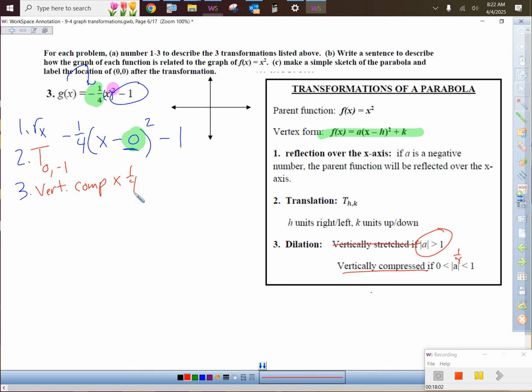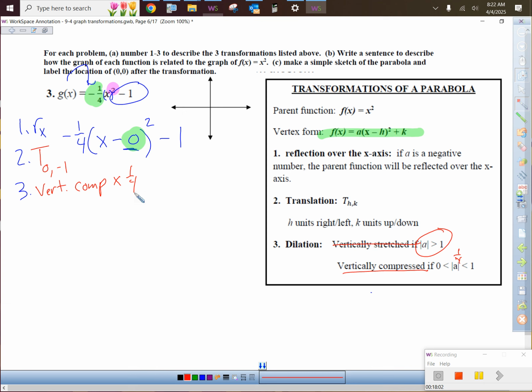That's the a value, right? So if the a value was 1/3, it would get vertically compressed by 1/3, right? So here's the real question. Please use your hands if you need to. I'm going to show you with my hands. What happened to that parabola if it gets vertically compressed? Does it get fatter or does it get skinnier?